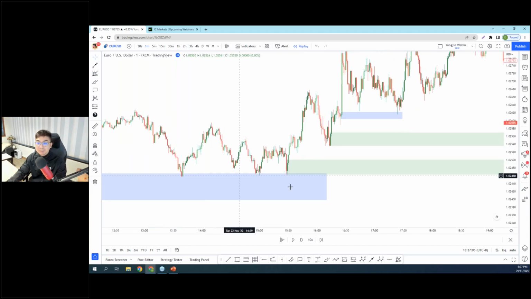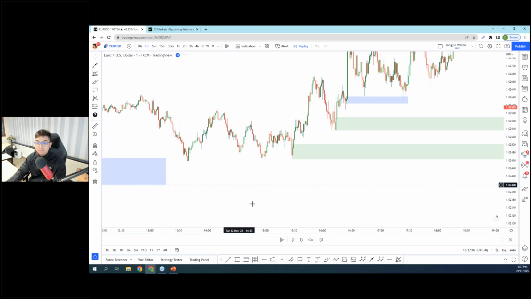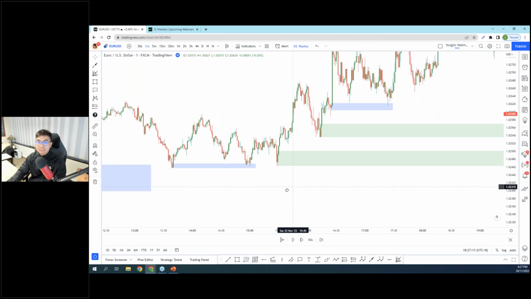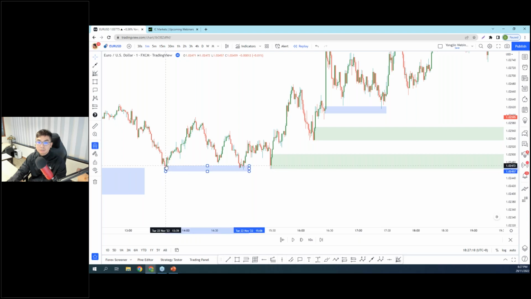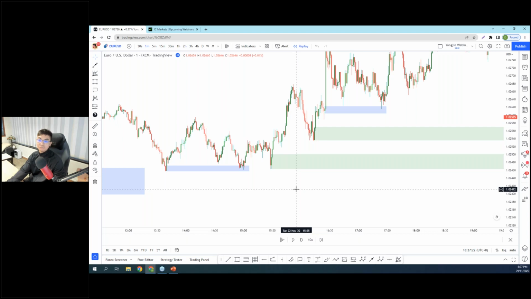Like in this specific setup, as an example, take a look at this. This is a red candle. It's no longer green. Let me pull it out. Take a look. Price tapped in very, very nicely. So it does not have to be green. It does not have to be red.